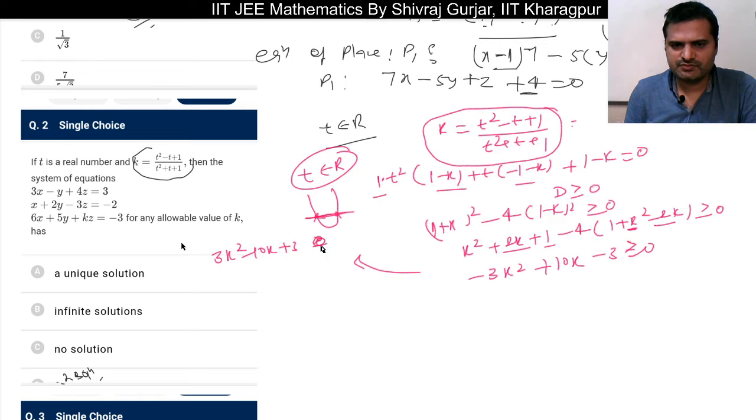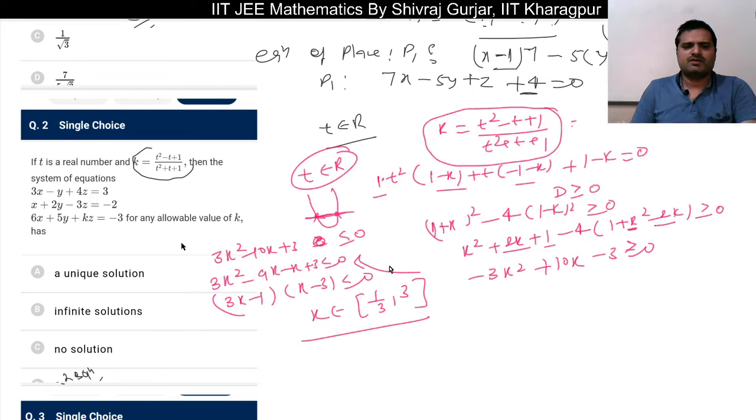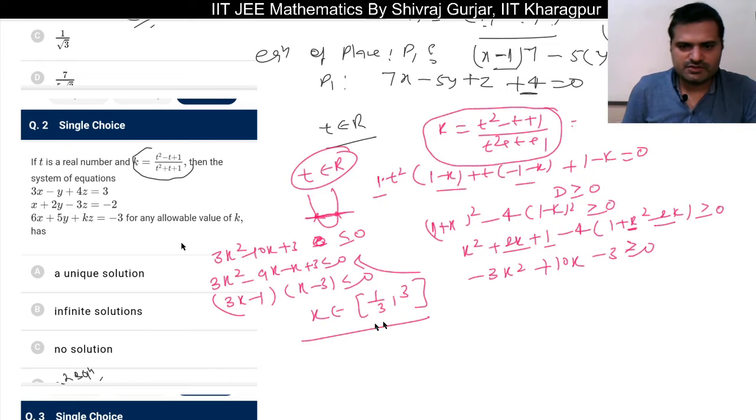Since we have taken minus out, this has to be less than or equal to 0. So this is 3k square minus 9k minus k plus 3 less than or equal to 0. So (3k minus 1)(k minus 3) is less than or equal to 0. This gives k belongs to 1 by 3 to 3. Okay, so k should lie between 1 by 3 and 3. So this is the constant.